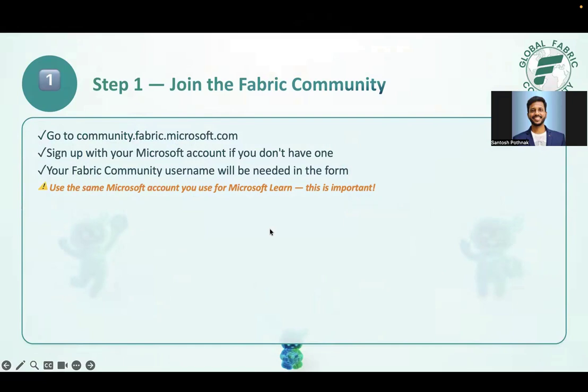So first thing is that you should be part of the community.fabric.microsoft.com. That means you should have a valid registered ID, and if you don't have it, you have to sign up. So basically, you need to create a Microsoft account, and then you will be getting access to this community.fabric.microsoft.com. So only then you will be able to straight away submit your voucher request that we are going to see in some time. So that is a mandatory step.